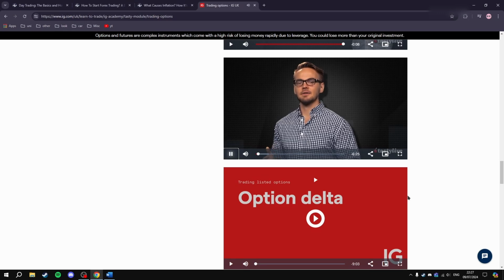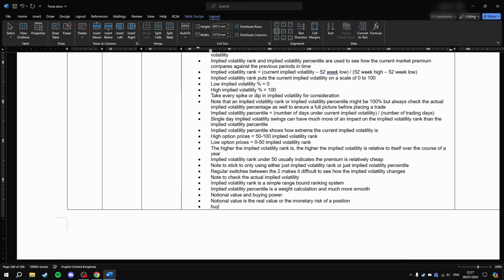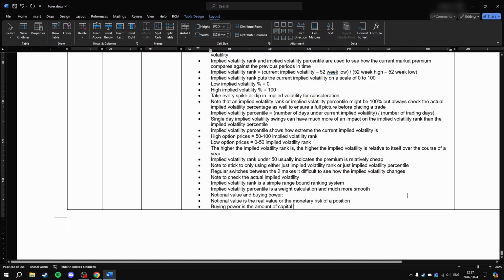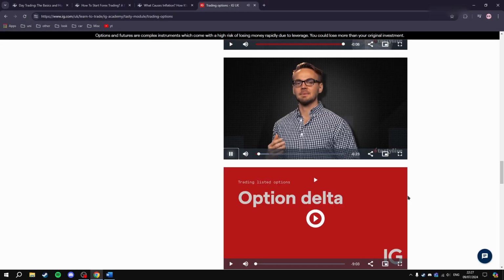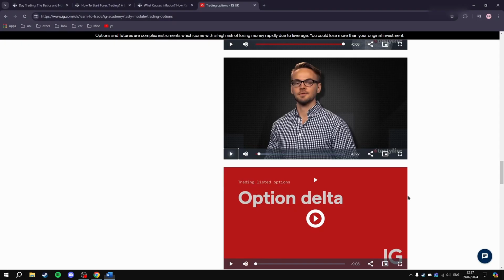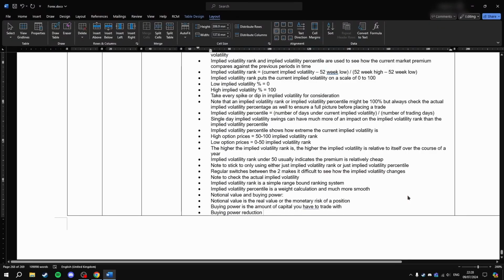Buying power is the amount of capital you have to trade with. Buying power reduction is the amount of capital required to place and hold a trade.